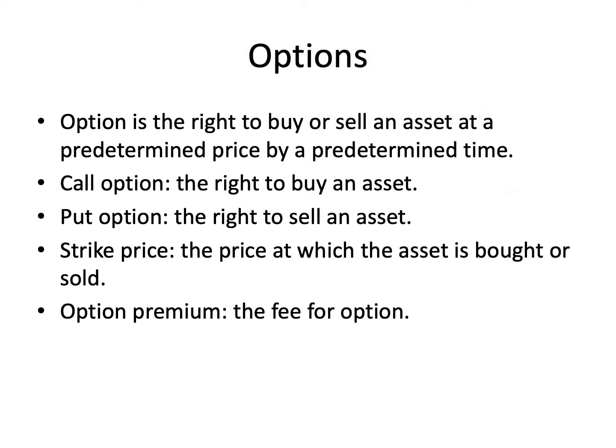Options. What are options? An option is the right to buy or sell an asset. It could be a share, a bond, or a commodity, at a predetermined price by a predetermined time. A call option gives the right to buy an asset. A put option gives the right to sell an asset. The strike price is the price at which the asset is bought or sold, and the option premium is the fee for paying for the option. You actually pay for the option itself.